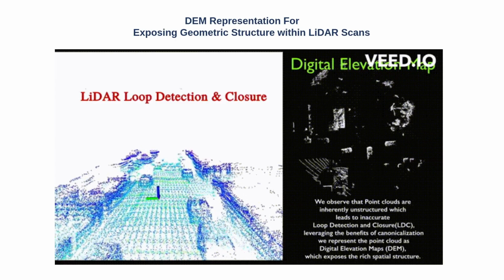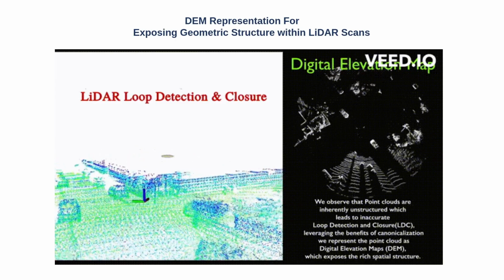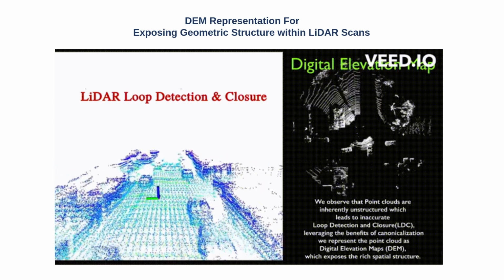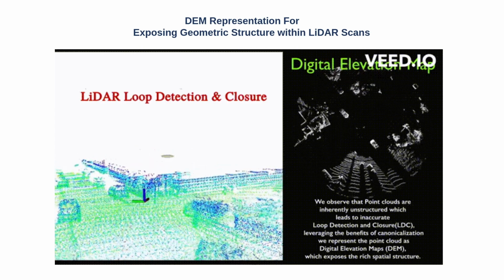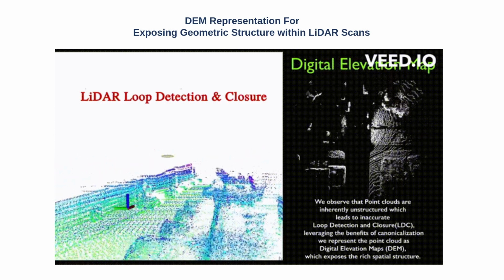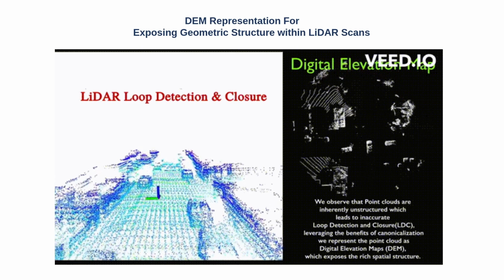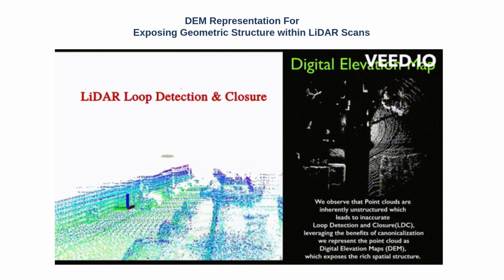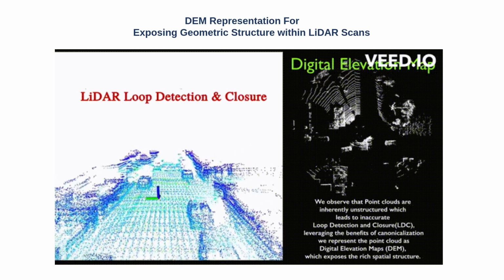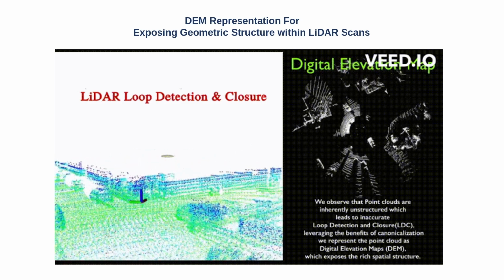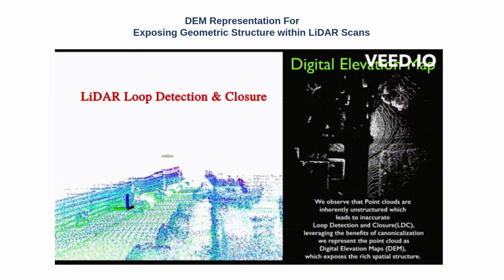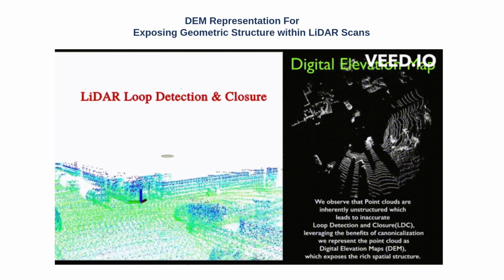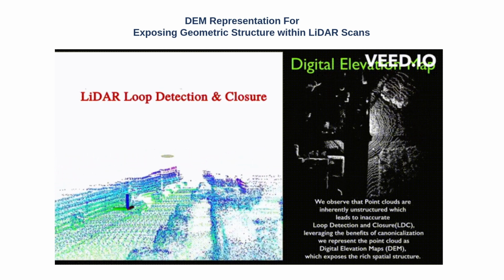We observe that point clouds are inherently unstructured, leading to inaccurate loop detection and closure. By leveraging the benefits of canonicalization, we represent the point clouds as a digital elevation map, similar to something you would see in a topographical map. This exposes the rich spatial structure of the environment. The video on the left is a sequence from the KITTI dataset, and the video on the right is the respective DEMs for each point cloud scanned. We observe that DEMs are a much more compressed version of data to use as opposed to the actual point clouds itself.